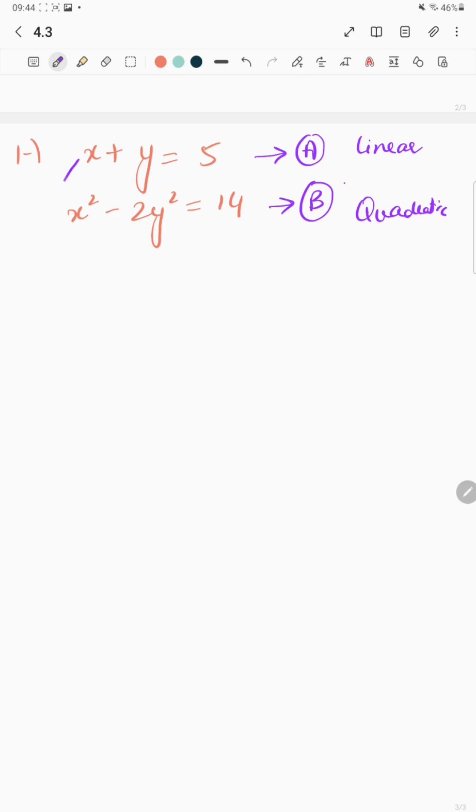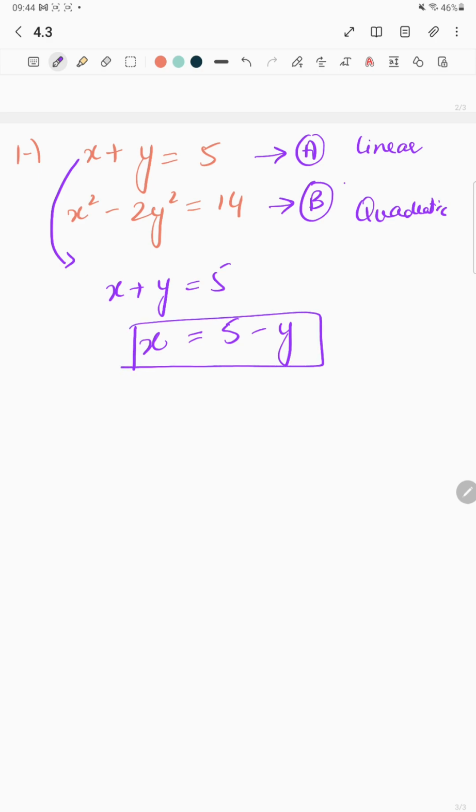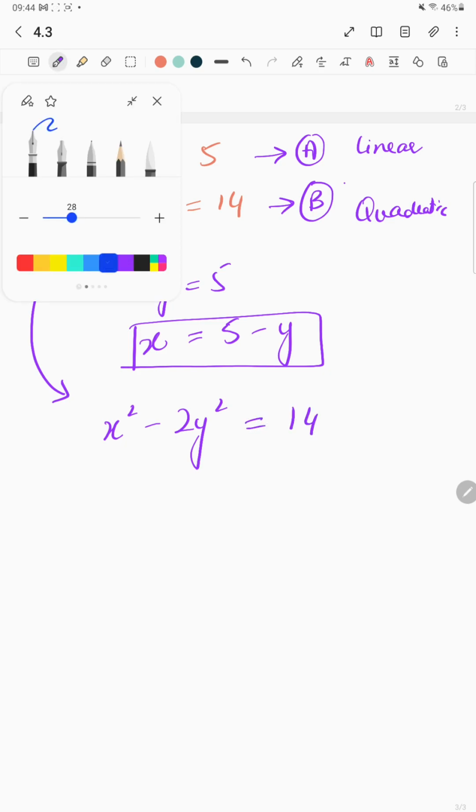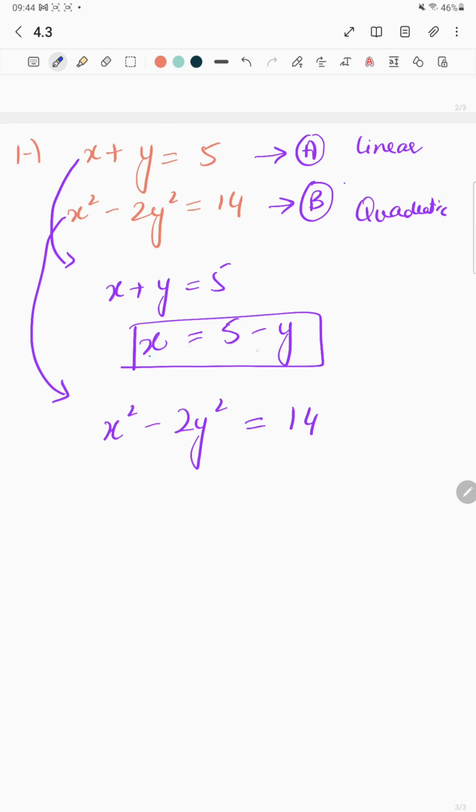Now the rule is, I have to take out the value from the linear equation. x plus y is equal to 5. I can get the value of x or the value of y from the linear, any one value. x is equal to 5 minus y. Now I will put it in equation B, that is the quadratic equation, x square minus 2y square is equal to 14. I will put the value of x, which is 5 minus y, so this is squared, minus 2y square, which is equal to 14.